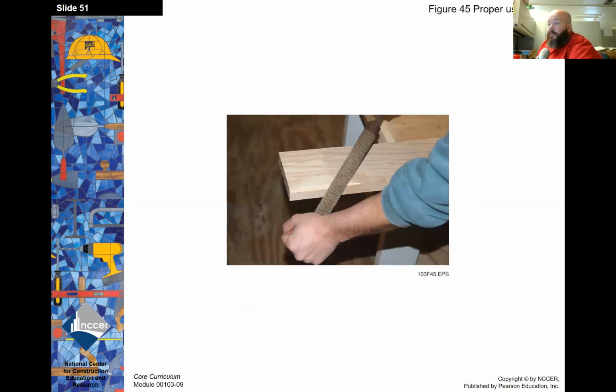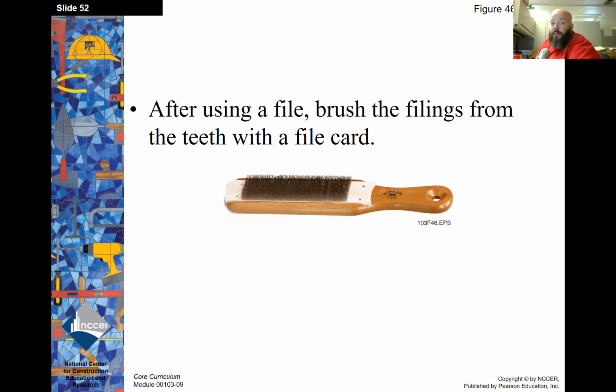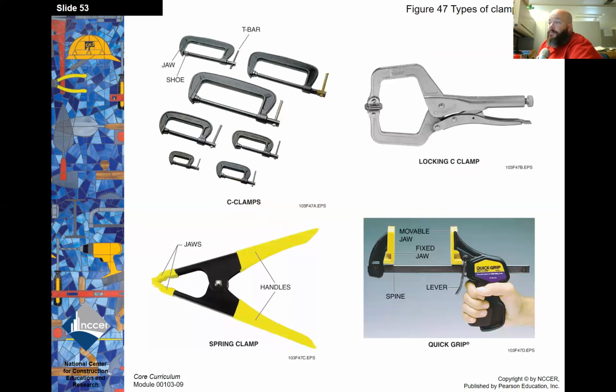Okay, here's an illustration of using a rasp. After using a file, brush the filings from the teeth with a file card. And that's a file card shown there. Those are really stiff steel teeth.